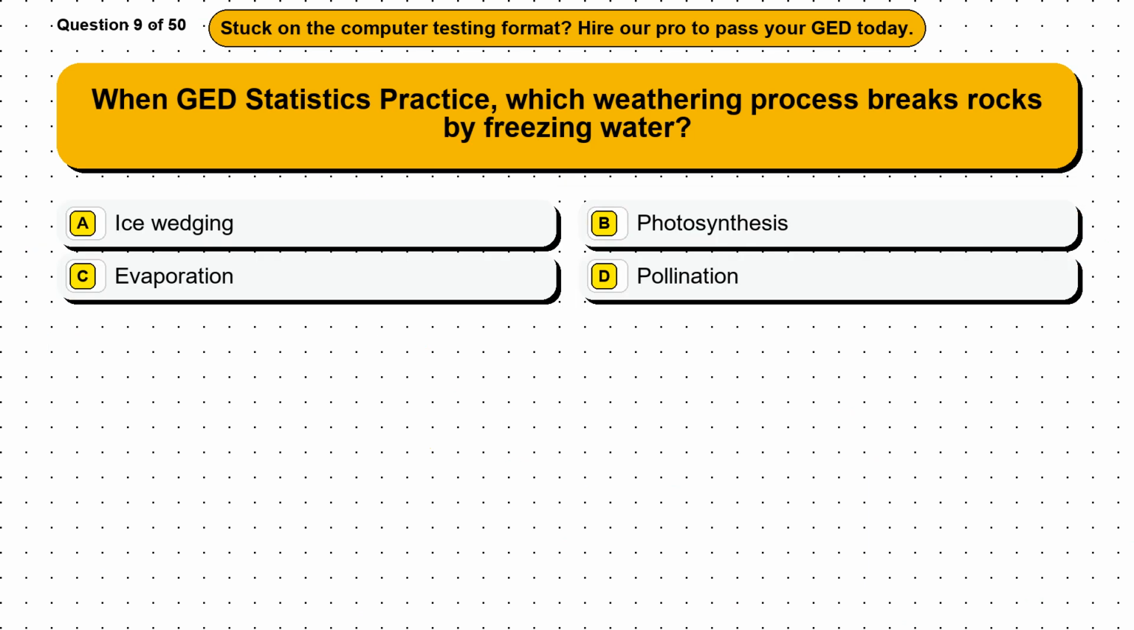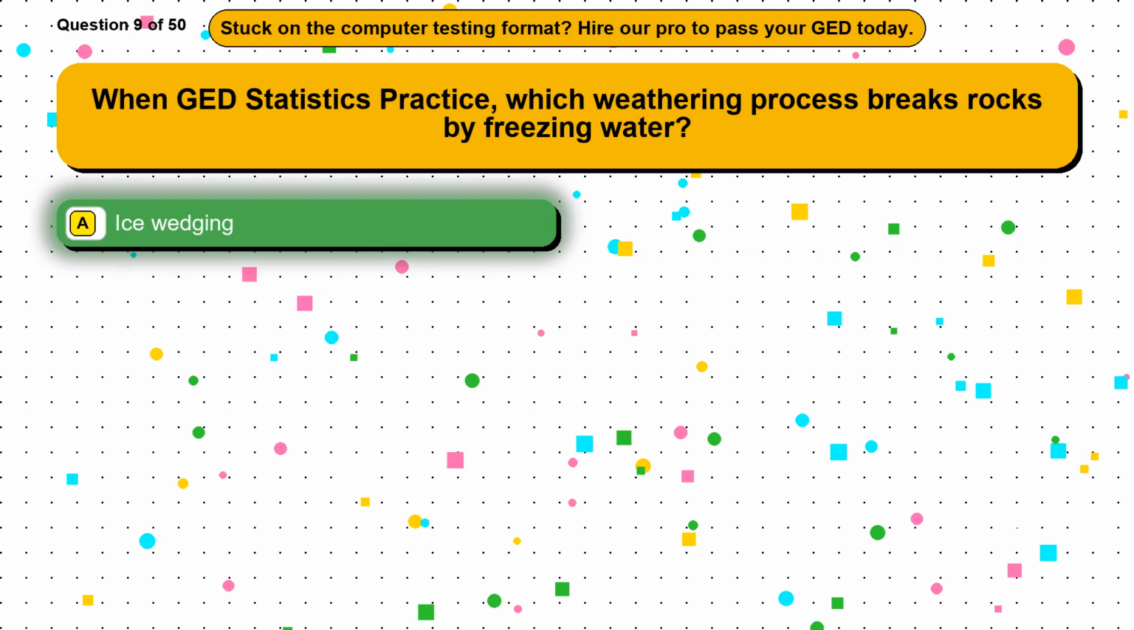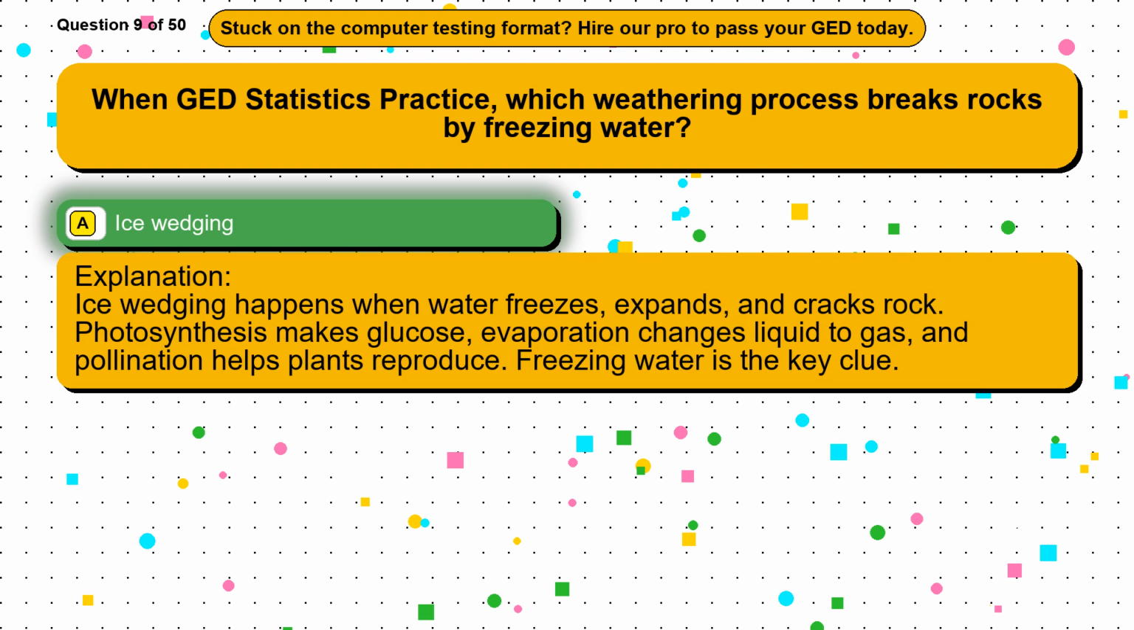Question 9. When GED Statistics Practice, which weathering process breaks rocks by freezing water? Option A, ice wedging. Option B, photosynthesis. Option C, evaporation. Option D, pollination. The correct answer is option A. Ice wedging. Ice wedging happens when water freezes, expands, and cracks rock. Photosynthesis makes glucose, evaporation changes liquid to gas, and pollination helps plants reproduce. Freezing water is the key clue.